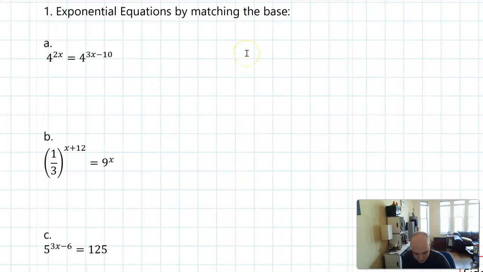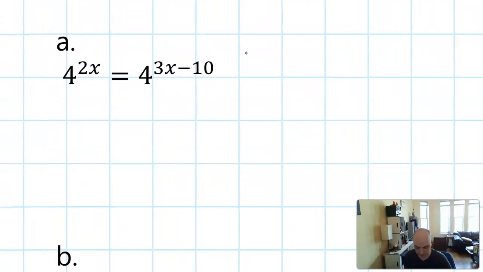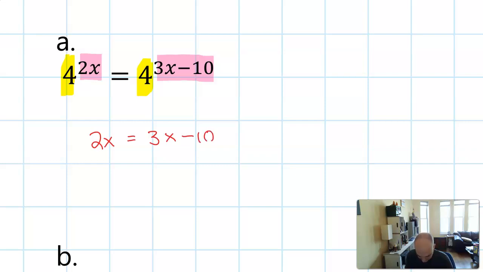So the first type of exponential equation we'll see are those which you can solve by matching the base, or already having a matching base. Let's look at equation A here. 4 to the 2x is equal to 4 to the 3x minus 10. Well, the base is the same. So what we're going to do is extract the exponents and set 2x equal to 3x minus 10 and solve. Let's take away 2x from both sides and add 10 to both sides. So we get 10 equals x. And look at that, we are solved.